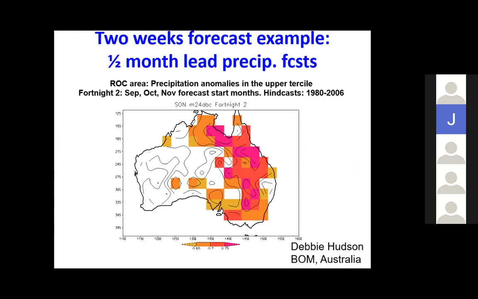And a final example here, again for the Australian model, in terms of mapping the area under the ROC curve for this forecast produced during this period for September, October, November, for the second week. So a half month lead prediction for the second fortnight. So it's a 15 day lead forecast for 15 days in the future. So you have an idea about where the areas are above. For example, these oranges are 55%, where discrimination much better than random guessing is in large parts of the country.